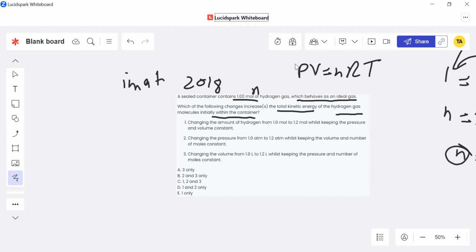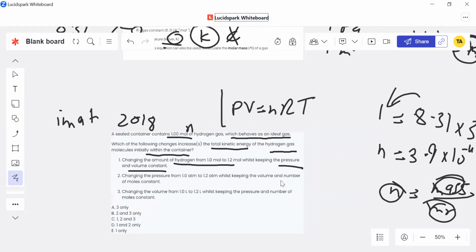Changing the amount of hydrogen from 1 mole to 1.2 mole while keeping the pressure and volume constant. Now, they said volume and pressure is constant, but I changed the number of molecules. So in this equation, what links kinetic energy? How is kinetic energy linked to this formula? Does kinetic energy change with pressure, volume, number of moles, or the temperature? It changes with the temperature. Kinetic energy is directly proportional to the temperature.